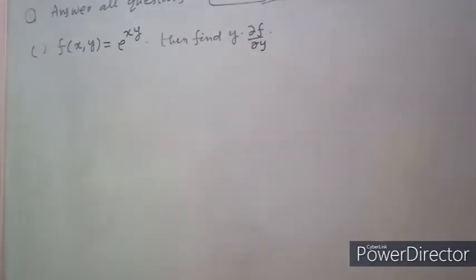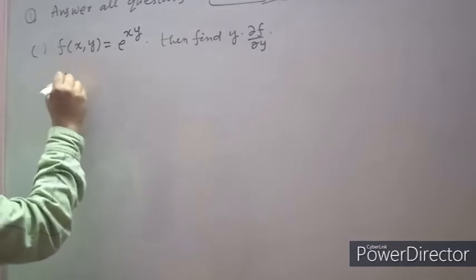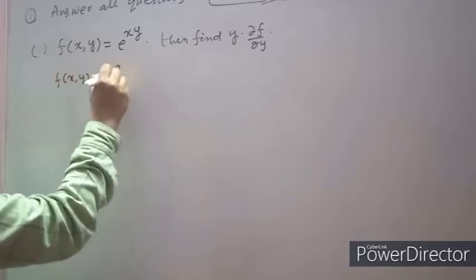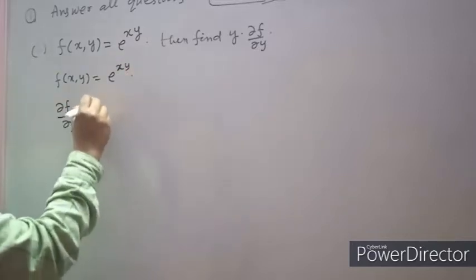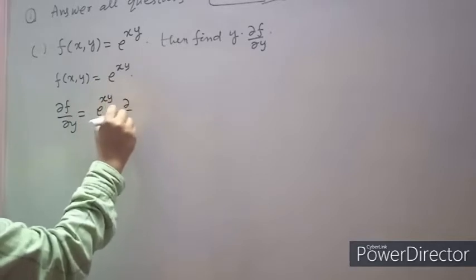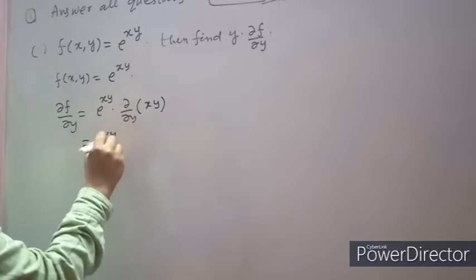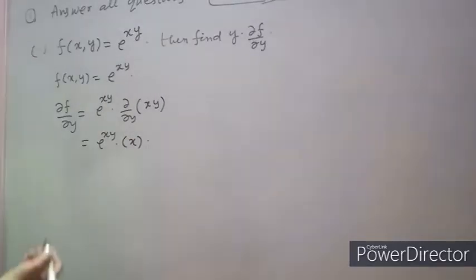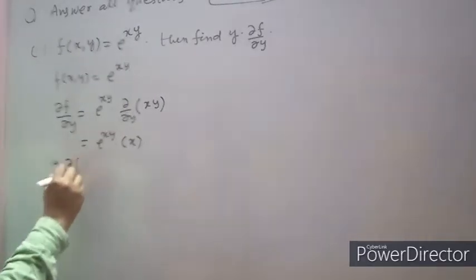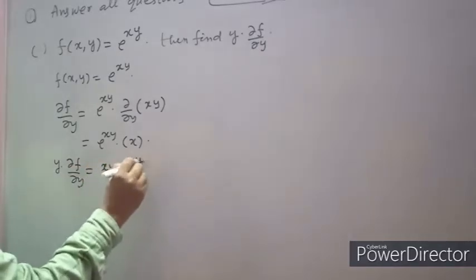Right. f of x, y equal to e to the power xy. You have to find out y into df by dy. So what will be df by dy? df by dy will be e to the power xy d by dy of xy. Right? When you are differentiating with respect to y, x is constant. Derivative of y with respect to y is 1. Now y into df by dy will be xy e to the power xy.